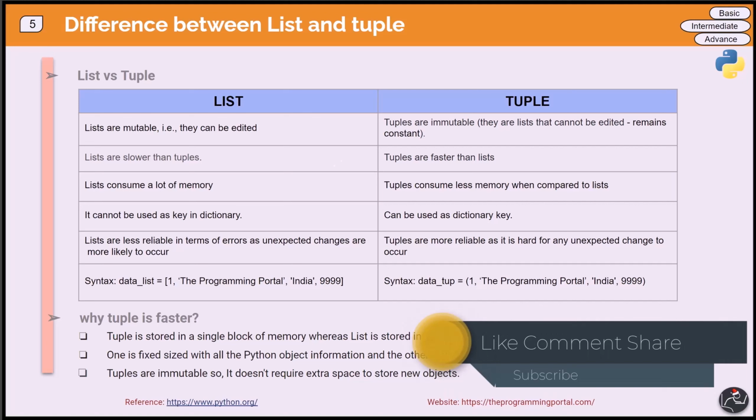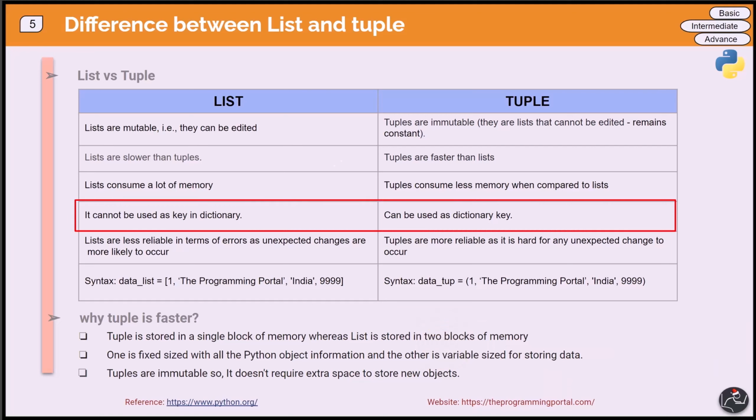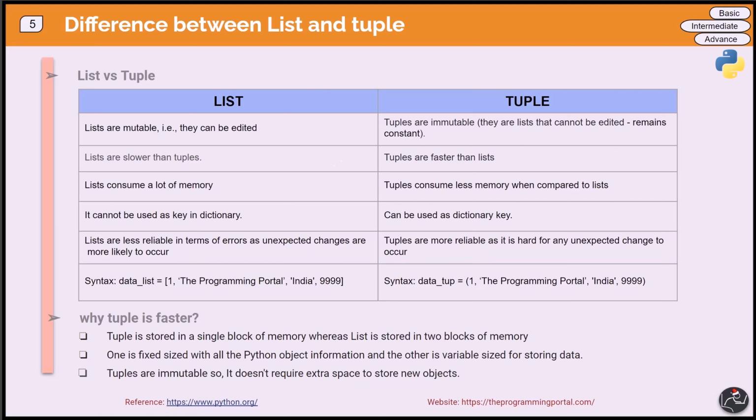As we know now, lists are mutable, meaning they can be edited. So we cannot use a list as a key in our dictionary. Why? We have a concept of hashing and hashing requires immutability. Whereas tuples can be used as a dictionary key. Also, lists are more prone to errors because changes are more likely to occur, whereas tuples are more reliable as we will not be able to change them once created.